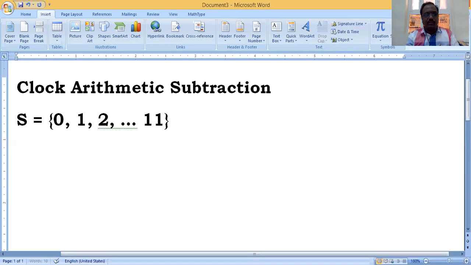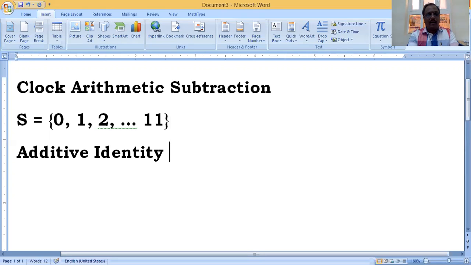Before going to discuss inverse, we should know what is additive identity. The meaning of identity: whenever I add a number to any of these numbers, I should get the same number. For example, I'm going to take 0. You know that very well, 0 is the additive identity. When I add any number to 0, I will be getting the same number. So 0 plus 11 is 11, 0 plus 5 is 5. So 0 is the additive identity.